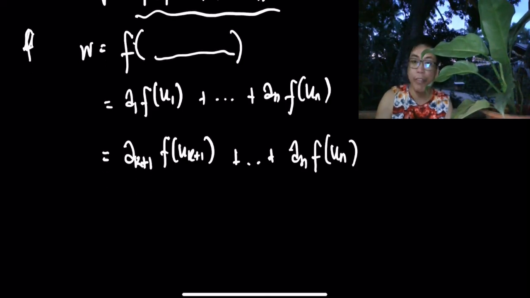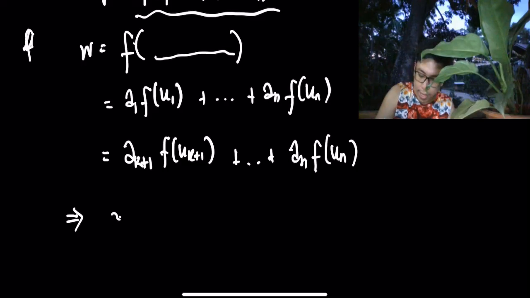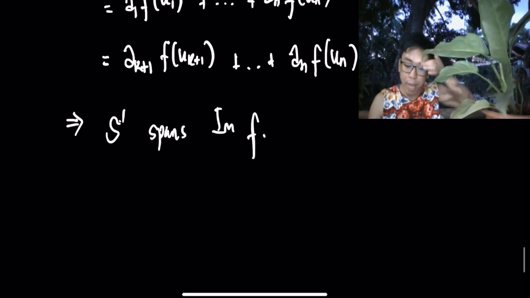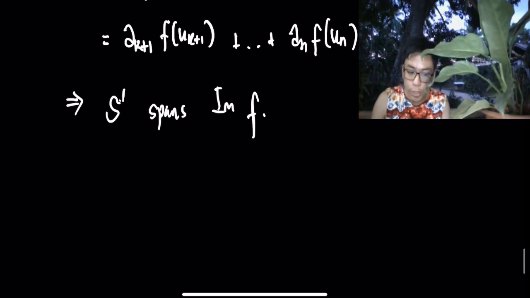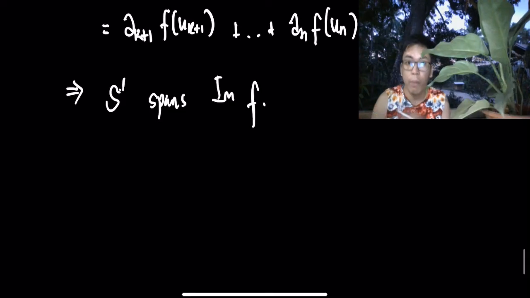So the image of F can be written as a linear combination of the elements from S prime. So this implies S prime spans the image of F. Okay, so we are done showing that S prime spans the image of F. So we will show now that S prime is a linearly independent set of vectors.